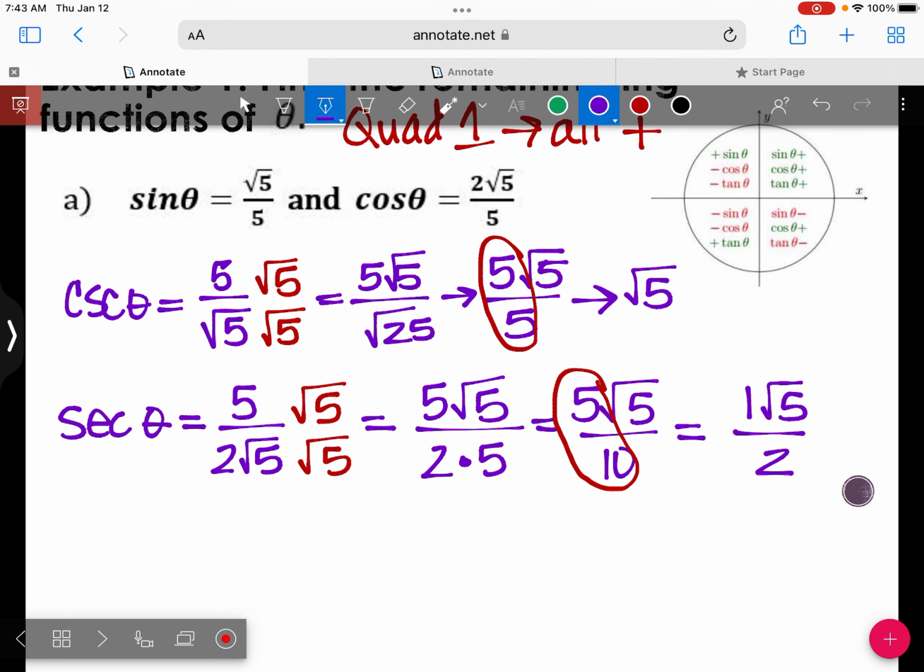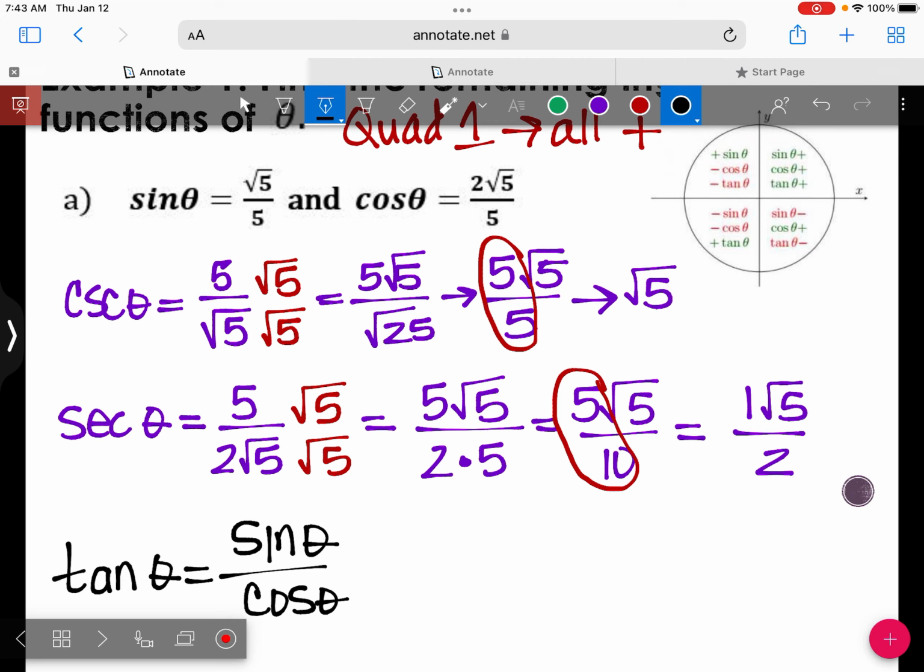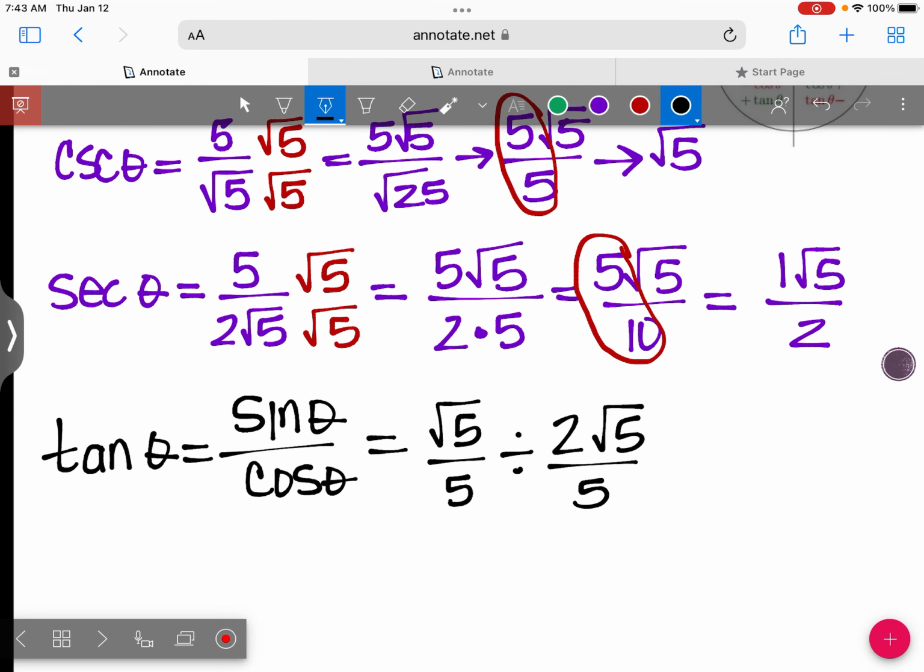Now let's find tangent. So when we find our tangent, that's when we have to take sine and divide that by cosine. That's the definition of tangent. So I'm going to take my sine, which is root 5 over 5, and divide that by cosine, which is 2 root 5 over 5. So tangent and cotangent, they take a little bit more work because we have to do our keep, change, flip. So let's go ahead and do that.